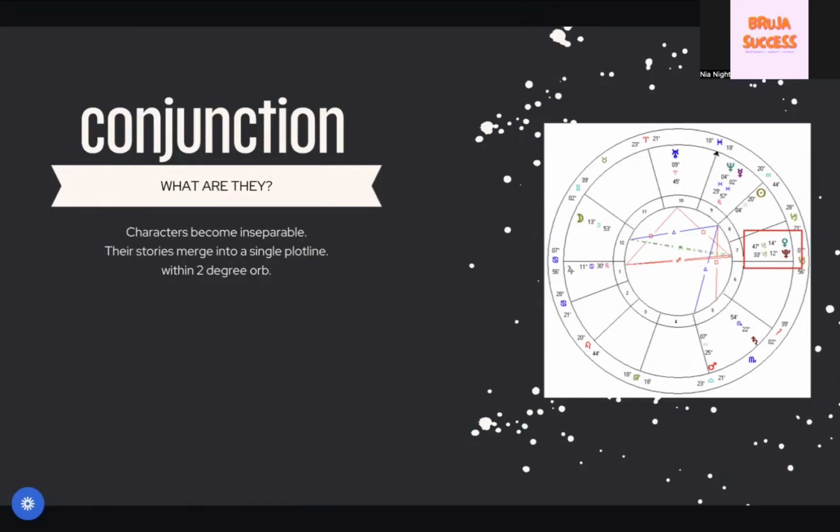The best movie example I could think of a conjunction kind of relationship is Harry Potter and Voldemort. Okay, they're inseparable. Harry Potter and Voldemort are literally connected. They influence each other's lives constantly. Neither one of them can escape the other. That's what a conjunction is. The 2 planets become fused together. Sometimes conjunctions are working beautifully together, and then sometimes they're overwhelming each other because there's no separation between them.